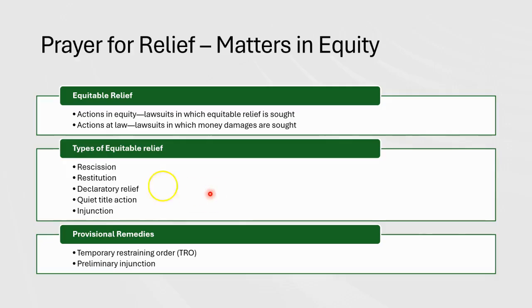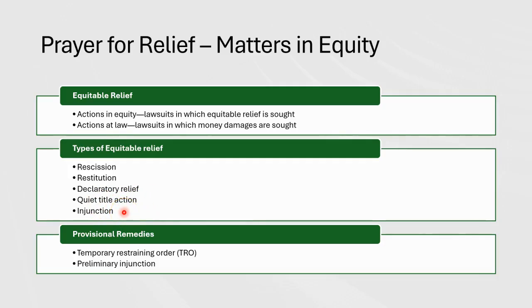A quiet title action, that's where real property might be affected by, let's say, a deed that had a typographical error in the legal description, in which case we would need to fix that up so that a title company could still insure the land, and the land can be transferred, because technically there's a problem with title, so that's why it's called quiet title action.